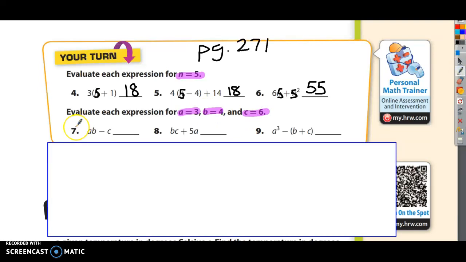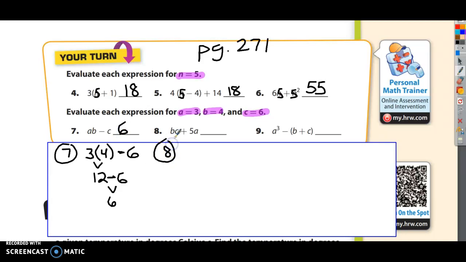So on 7, I've got A next to B. A is equal to 3 according to the directions, and B is equal to 4. So A next to B means 3 times 4. And then C is equal to 6, so I'm going to subtract 6. Now if you're wondering where I got this 3, 4, and the 6, it's just right up here. A is 3, B is 4, C is 6. A right next to B means A times B, and then minus C. 3 times 4 is 12. Minus 6 is 6. The answer to number 7 is 6.